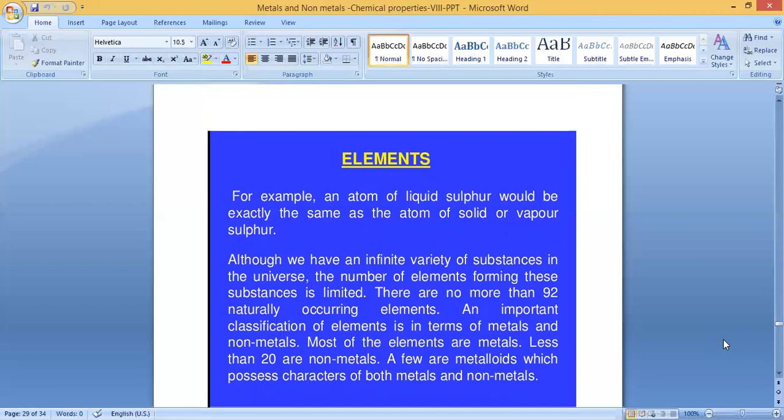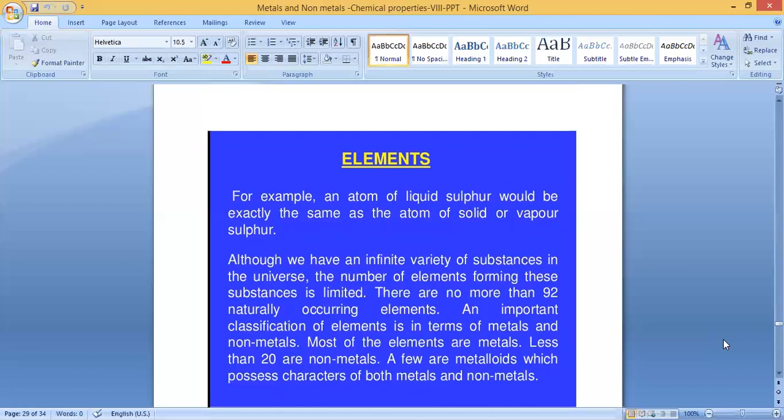Although we have an indefinite variety of substances in the universe, the number of elements forming these substances is limited. There are no more than 92 naturally occurring elements. An important classification of elements is in terms of metals and non-metals. Most of the elements are metals; less than 20 are non-metals.